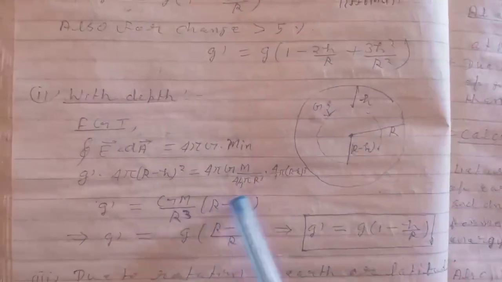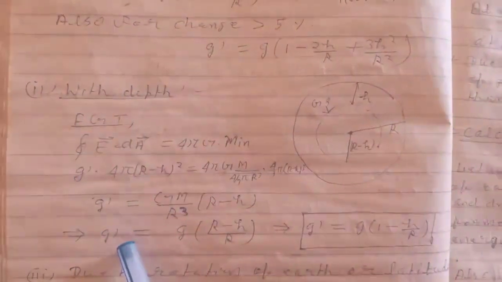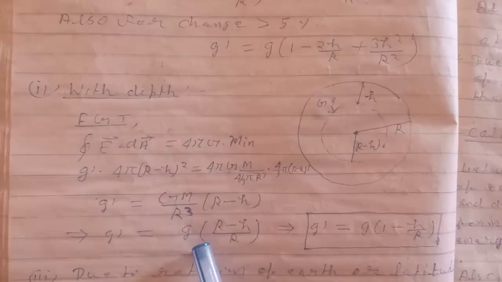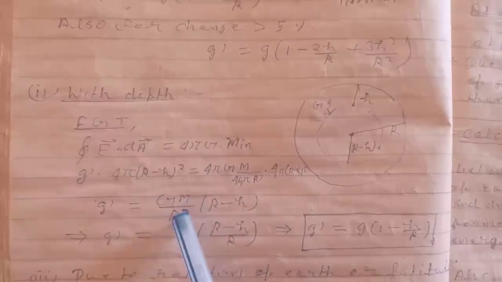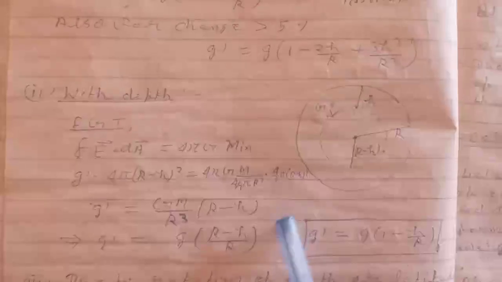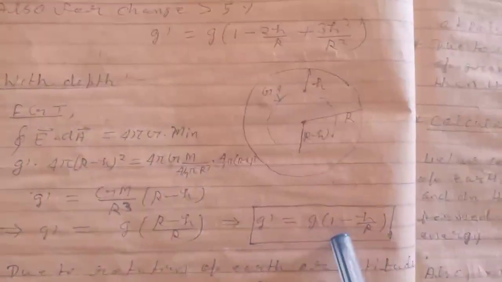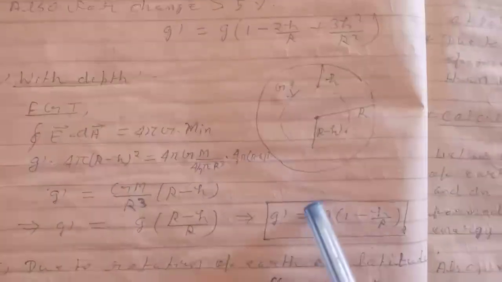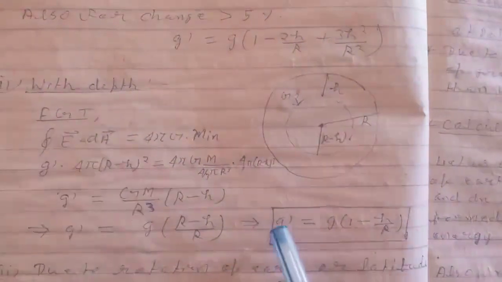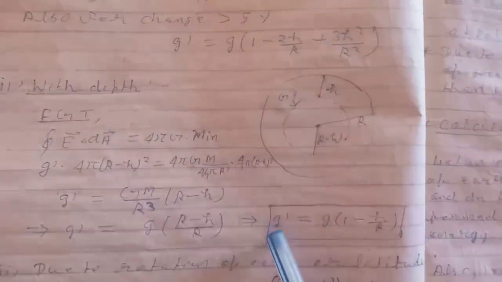Or g dash is equal to G M by R cube into (R minus h), because G M by R square equals g, so g dash equals g (R minus h) by R, or g dash equals g into (1 minus h by R). So inside the Earth at a depth h, the acceleration due to gravity, or the gravitational intensity, will be given by this formula.